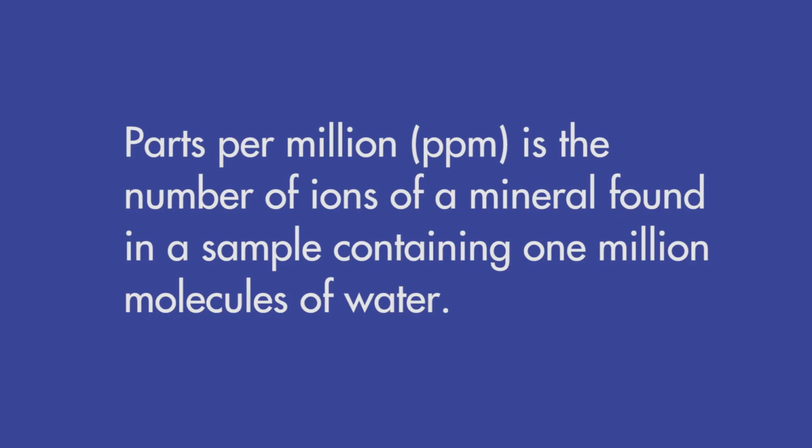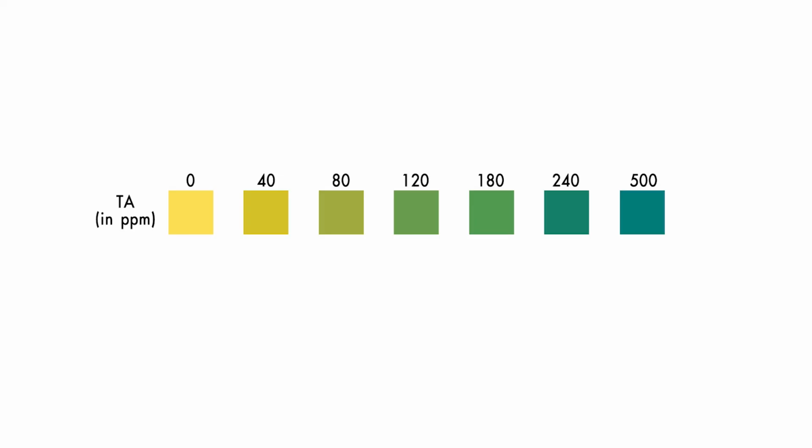Parts per million, which is abbreviated ppm, is the number of ions of mineral found in a sample containing 1 million molecules of water. In addition to health benefits, the water we drink usually tastes better if some alkaline ions are present in the water. Surveys show that most people prefer drinking water with a total alkalinity between 80 and 180 parts per million.